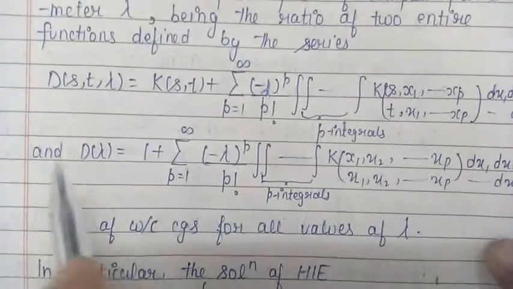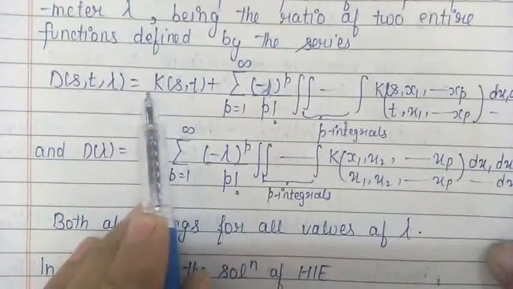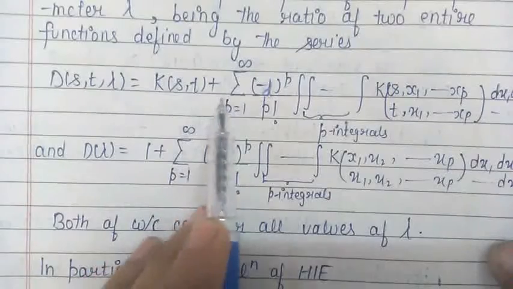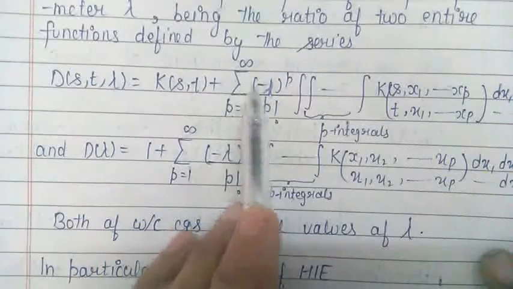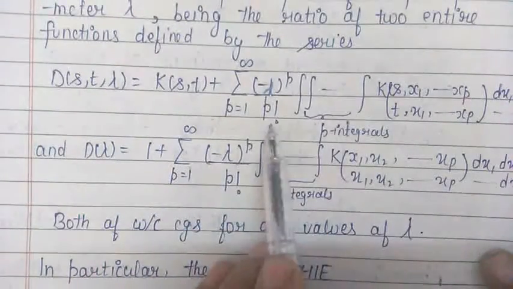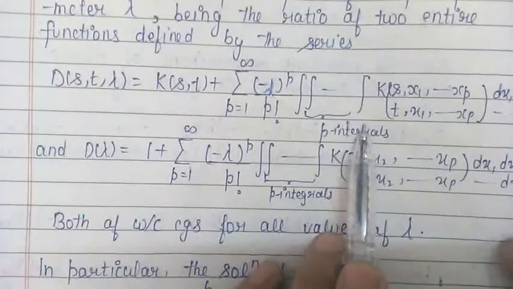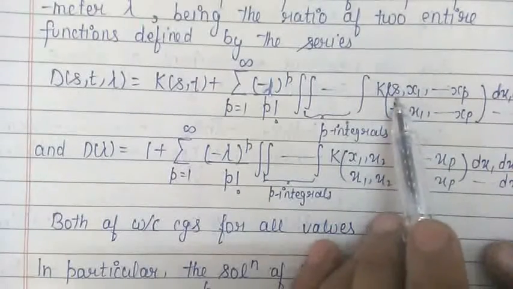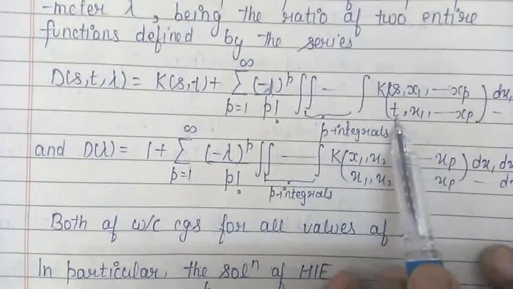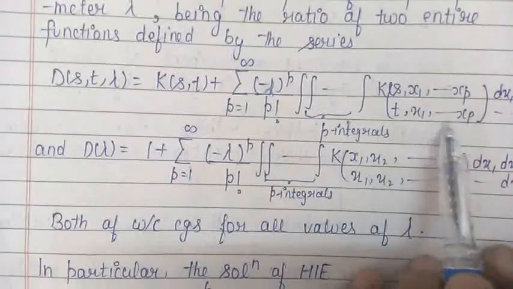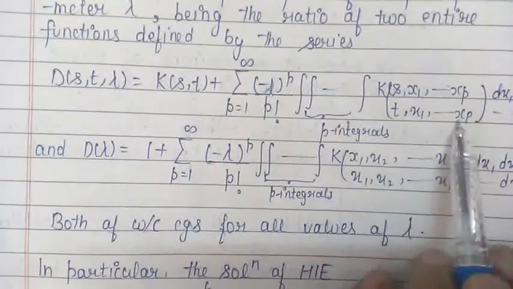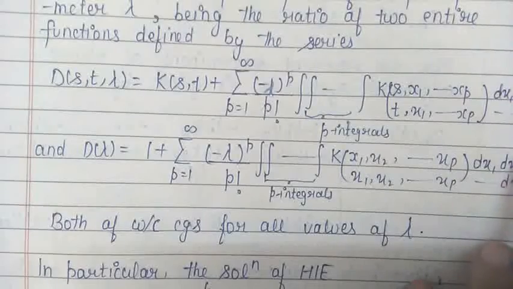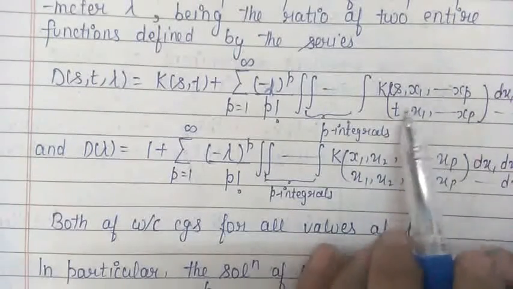These two functions are entire functions which are given by the series: D(s,t,lambda) is equal to k(s,t) plus summation p varies from 1 to infinity of (minus lambda) raised to the power p divided by p factorial, p-times integration of the function k. In the first row we have the variables s, x1, x2, x3, ..., xp. In the second row we have the variables t, x1, x2, x3, ..., xp. So these are the integrations with respect to x1, x2, x3 and so on up to xp. This symbol is explained by using this notation.